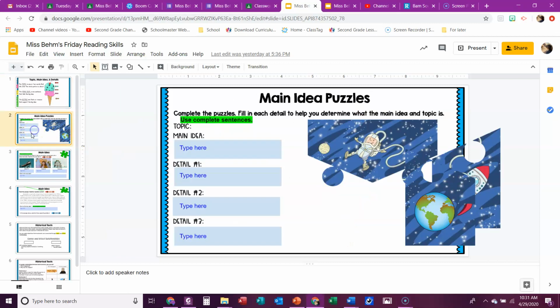Okay? So on this page, you are going to complete the puzzle by moving these pieces around. You're just going to click and drag where the pieces need to go. Fill in the detail to help you determine what the main idea is about. There are three pieces to the puzzle. You are going to type in what this piece of the detail is here, what this piece of the detail is here, and what this piece is here. And then you're going to write one sentence about what the whole main idea is. Remember, a topic is only a few words, but a main idea is one sentence.